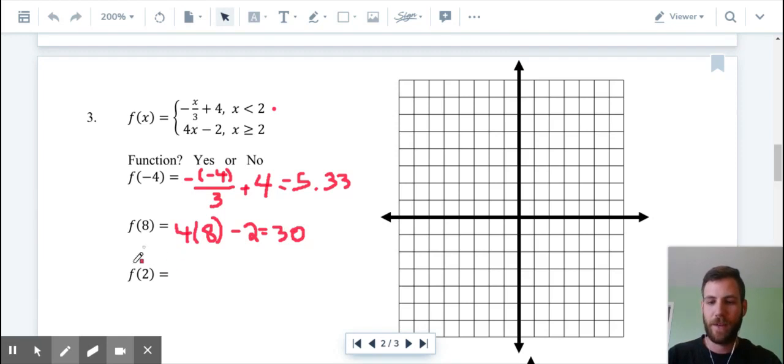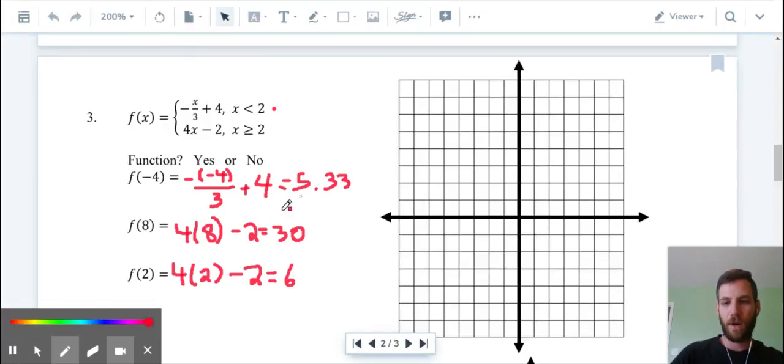And lastly, we are going to use 2 as our final input. 2 is not less than 2, but 2 is greater than or equal to 2. So it would fit into our second equation. And we would do 4 times 2 minus 2, and that would end up equaling 6.